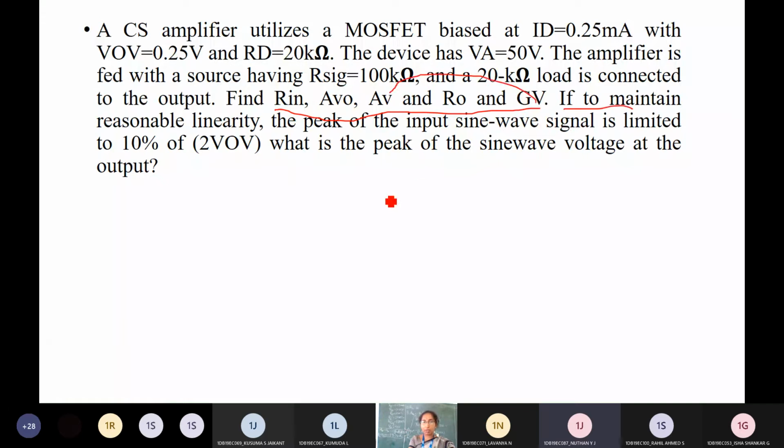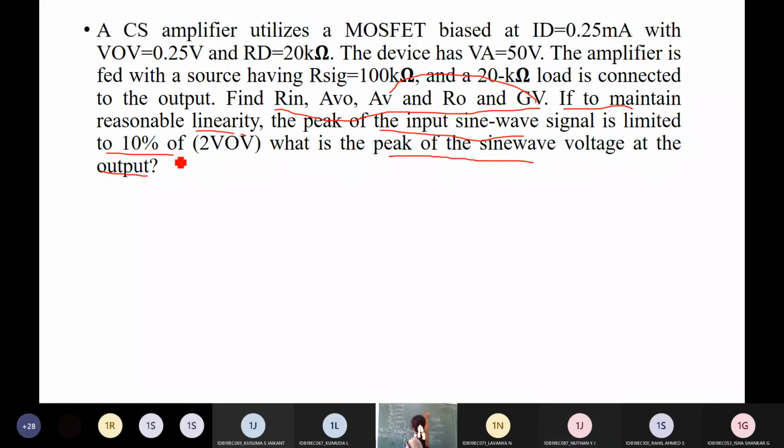If you want to maintain linearity, in the sense that whenever you change your input, the output has to respond to it. If it is stable, amplifying properly and in saturation, you are getting proper amplification, which means you need to find the peak of the sine wave voltage at the output. They are telling that the peak of the input sine wave signal is limited to 10%. So 10% of 2 VOV is how much?